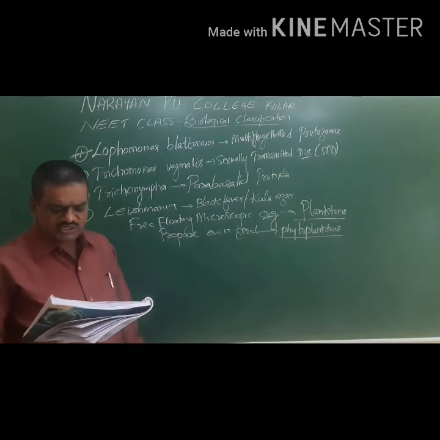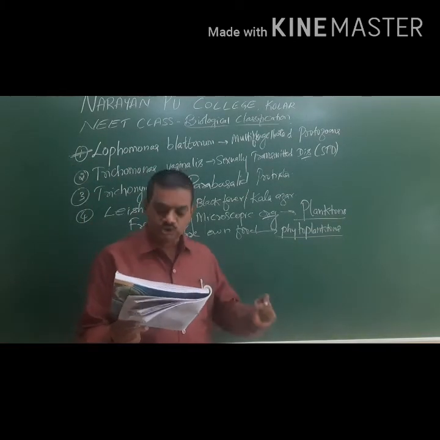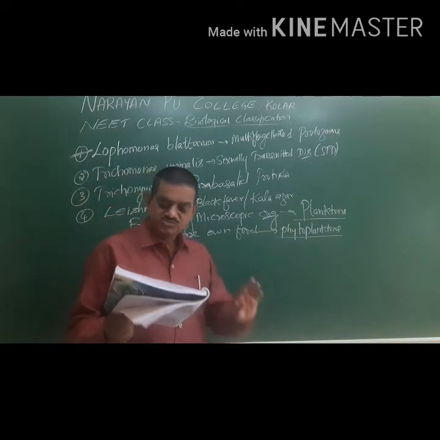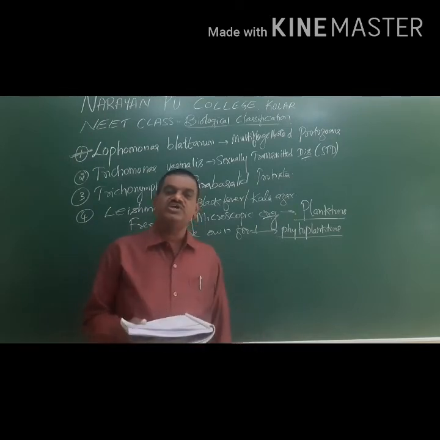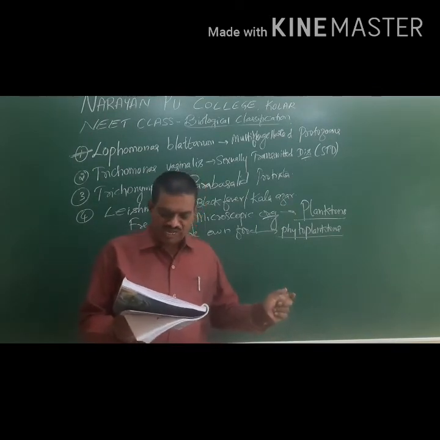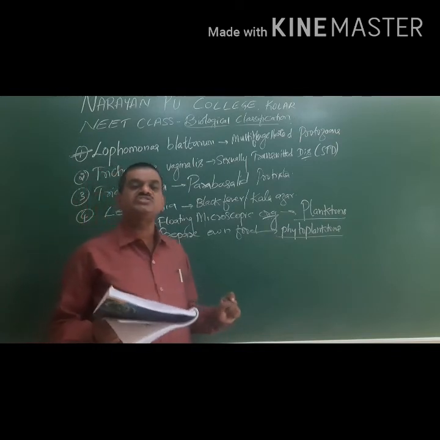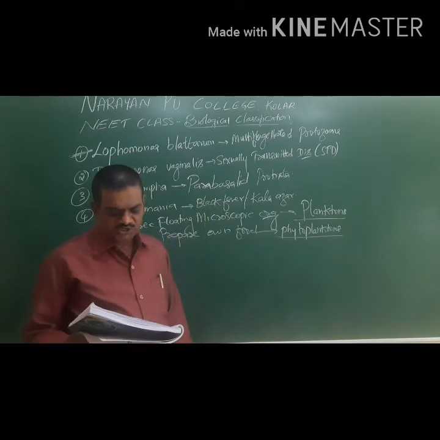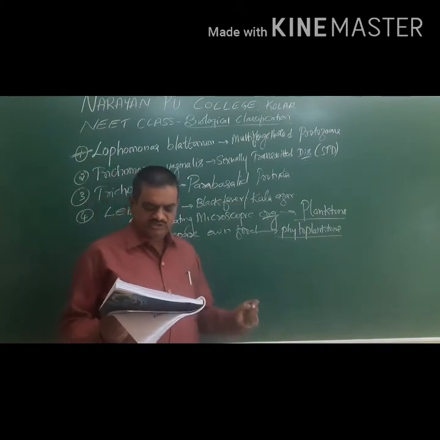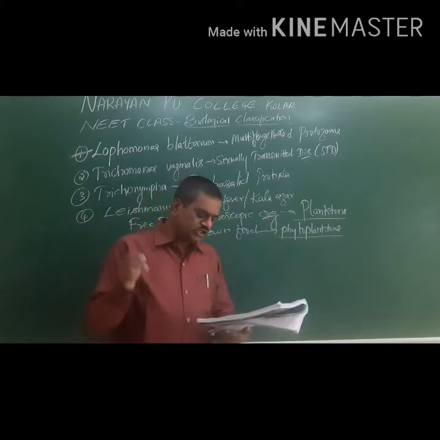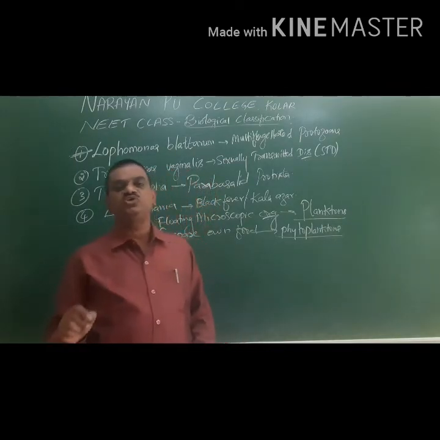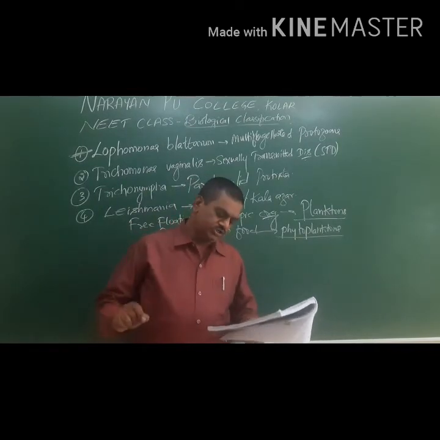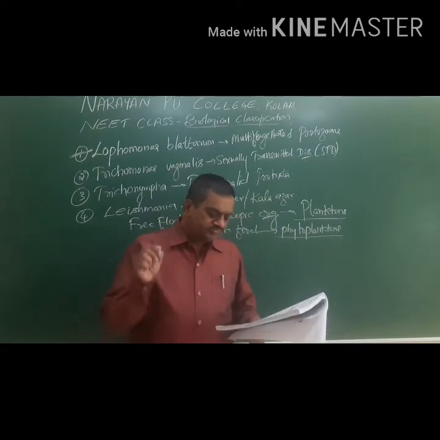Which of the following is a flagellated protozoan? The first option is amoeba. The second option is entamoeba. Both amoeba and entamoeba have pseudopodia, called false feet, as locomotory organs. The third option, trypanosoma. So trypanosoma has flagella for locomotion, hence it is called a flagellated protozoan.